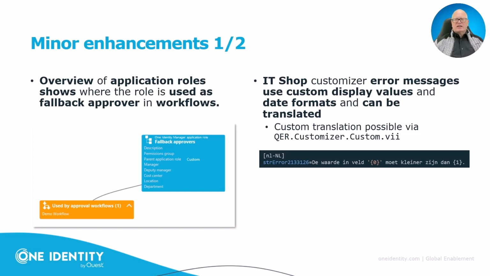Another minor enhancement in the IT shop section is that now error messages can be translated as well. Error messages are stored typically in so-named VII files. There is an example here on the screen, right side, QAR customizer custom VII. There are error messages, of course, stored, and you can now enter other languages than the default language if you like to. You see an example directly below. There is, for the Netherlands, for example, a specific error message in Dutch. Therefore, you see the error number and then the Dutch text as well with parameters included.